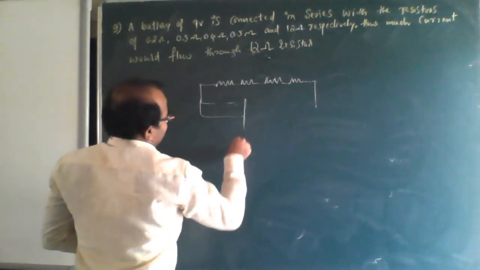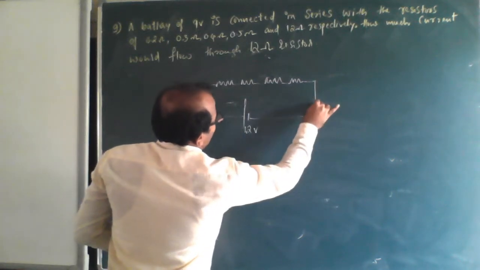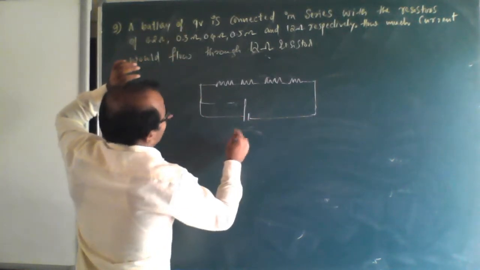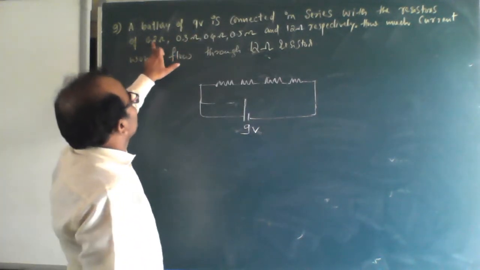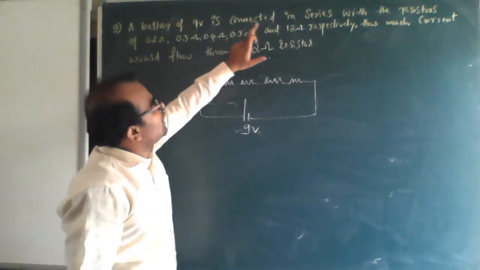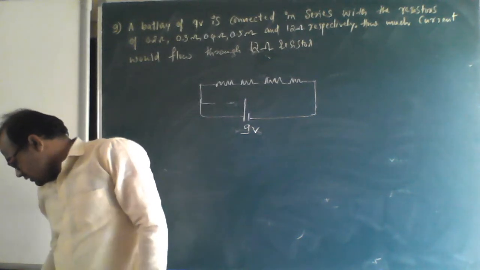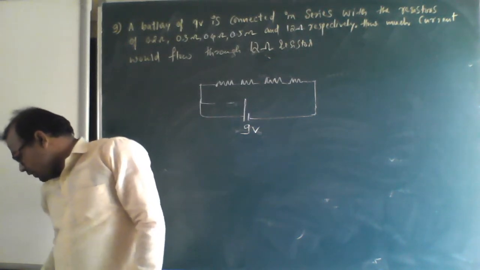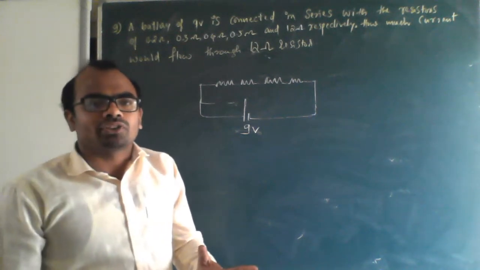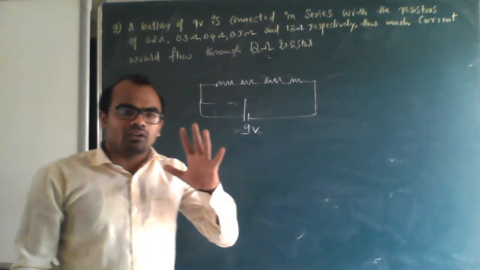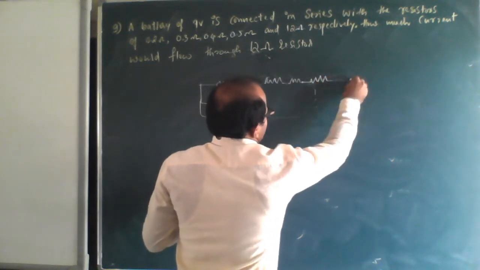Let me take a look. Sorry, not 12 volt, it is 9 volt. A battery of 9 volt. Let me see the question once again: 0.2, 0.3, 0.4, 0.5 and 12 ohm. So these are the 5 resistors, and they have connected 5 resistors in series.